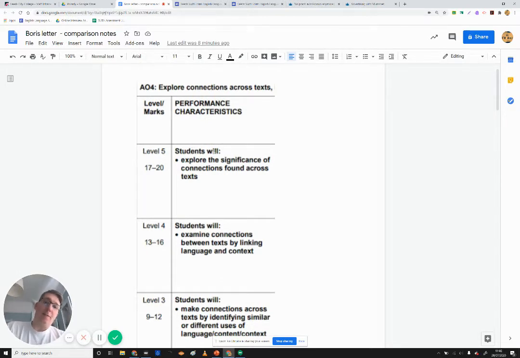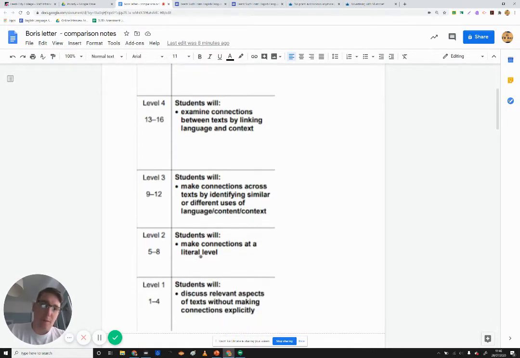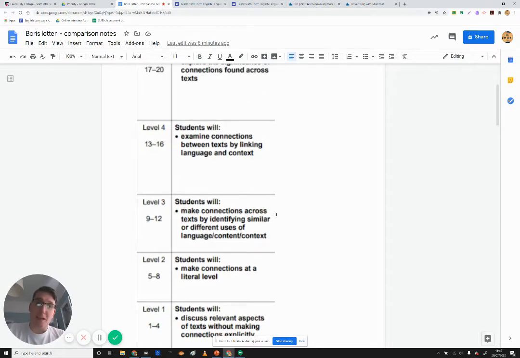And then level 5, exploring the significance of connections found across the text. So again, just like before, but this time saying why that's significant in that particular text. So what we'll do is we'll work our way through this. Obviously, I'm going to be talking about level 1 and level 2 things as a default, as a given, because you can't compare something properly without doing level 1 and level 2. But I'm going to really start at level 3 and consider how language is used, because that's what we're watching the video for.